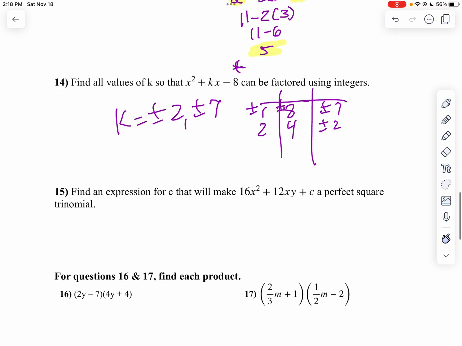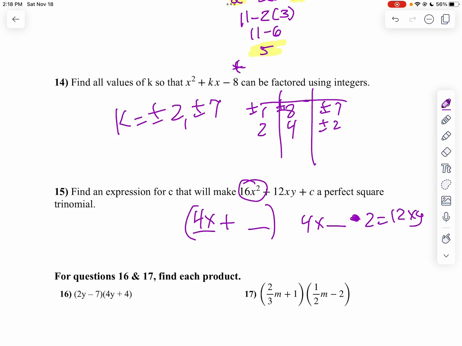Now on question 15, I want to find the value of c that will make it a perfect square. If I think back, for a perfect square, since it's plus, I'm going to have two terms here. I know the first one is going to be 4x because the square root of 16 is 4. And then when I take 4x times something, and then I double that, that should give me 12xy.